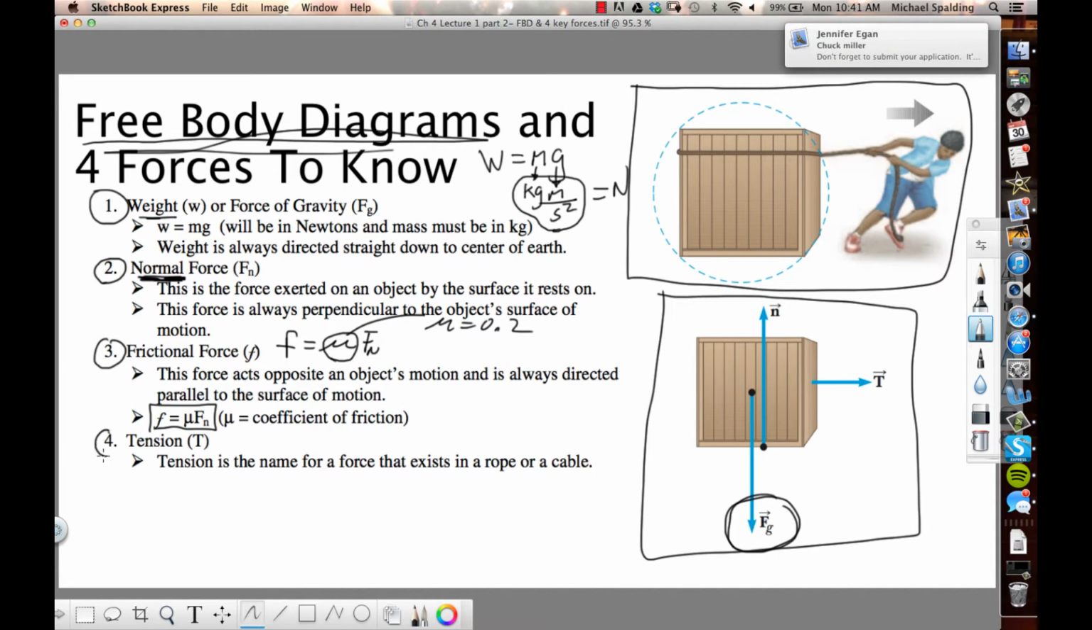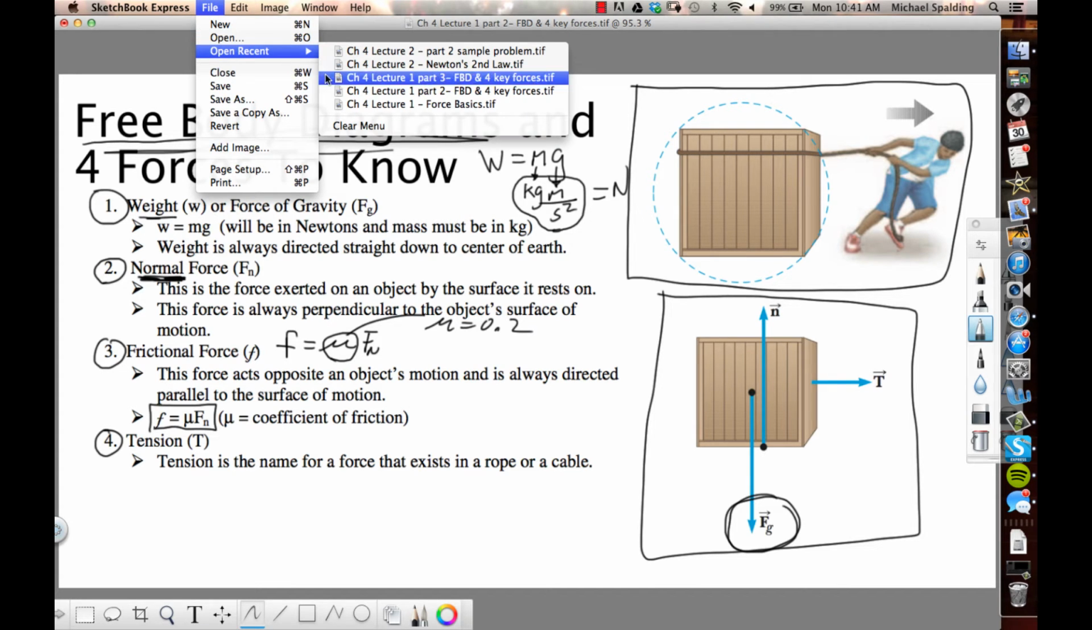All right, then the last force. See this kid right here pulling with the rope? What would we call that force? If you have force in a rope or a cable, that's called tension. Is there an equation for tension? Nope, but you'll be able to solve for it. I'm going to show you how. Any questions on this screen? Okay, so let's practice a free body diagram.